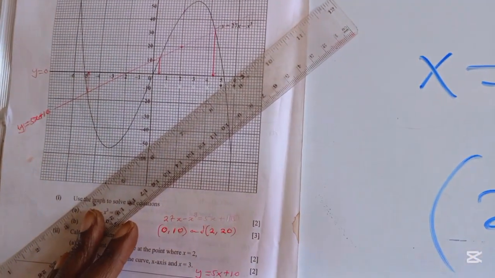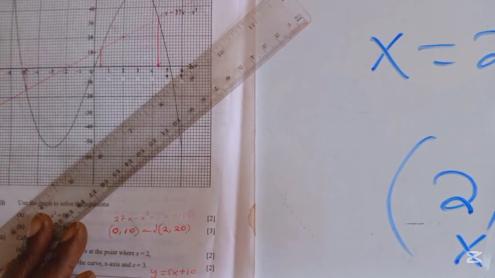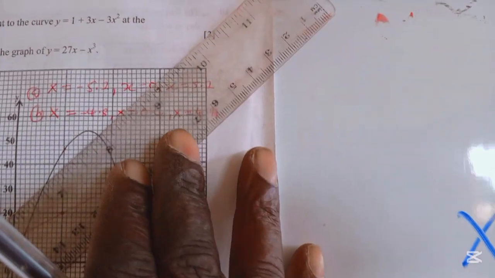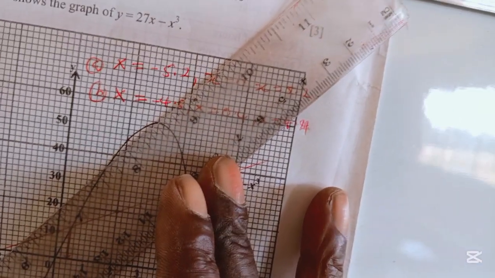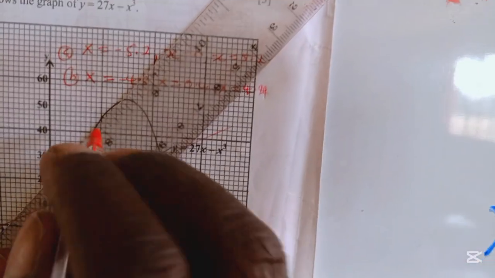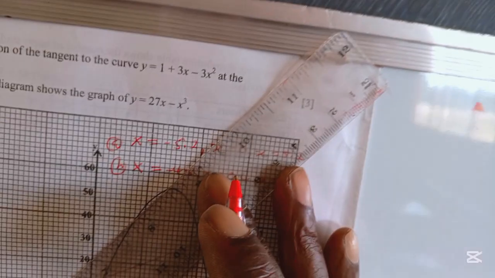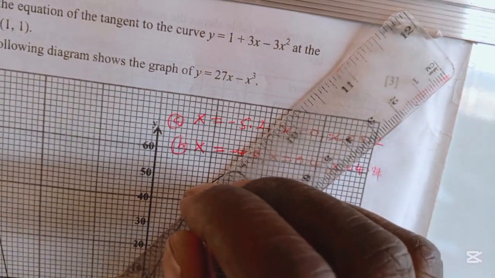Mind you, what is a tangent? I should draw a tangent. A tangent is a straight line which touches the curve at one point. So I come like this. You agree with me that when I put my ruler nicely, I can see the point which I had drawn here. I can see the point which is here.